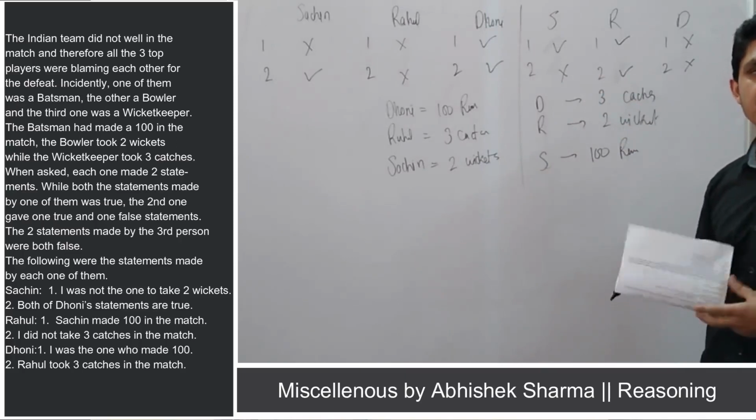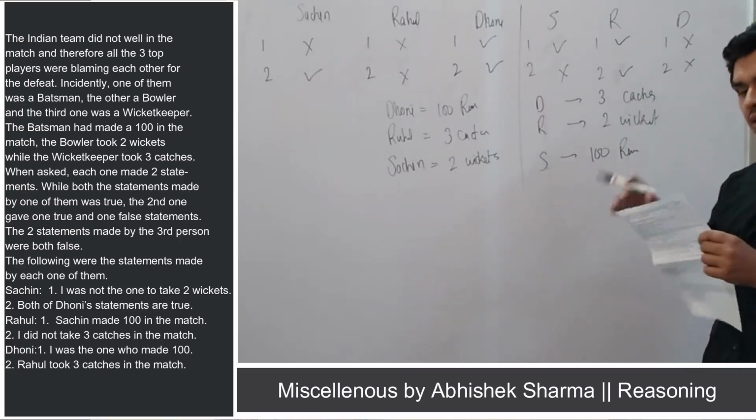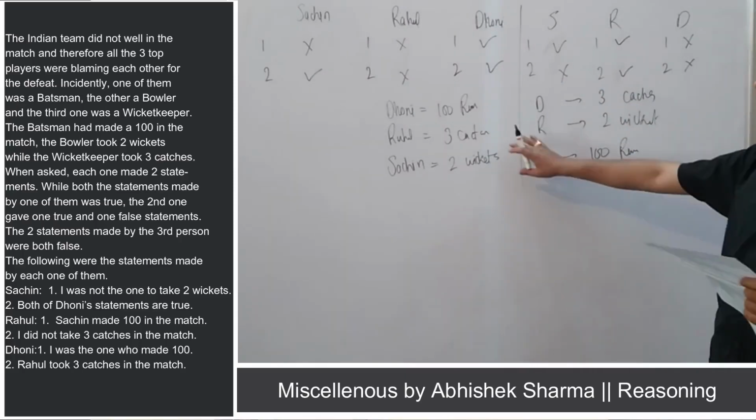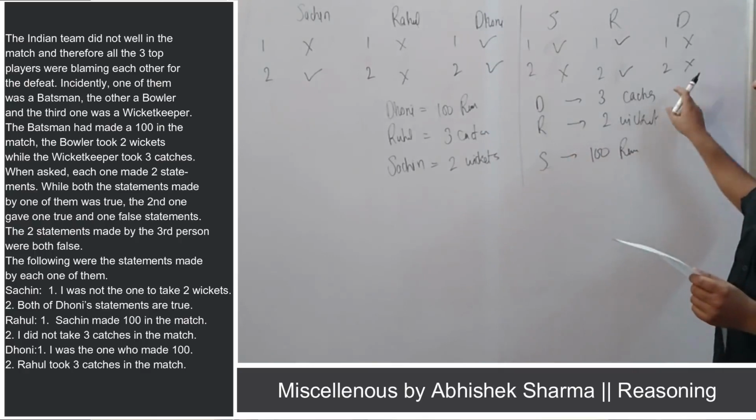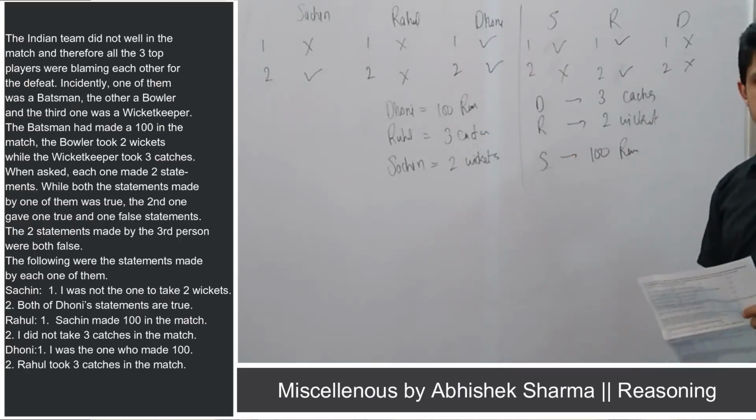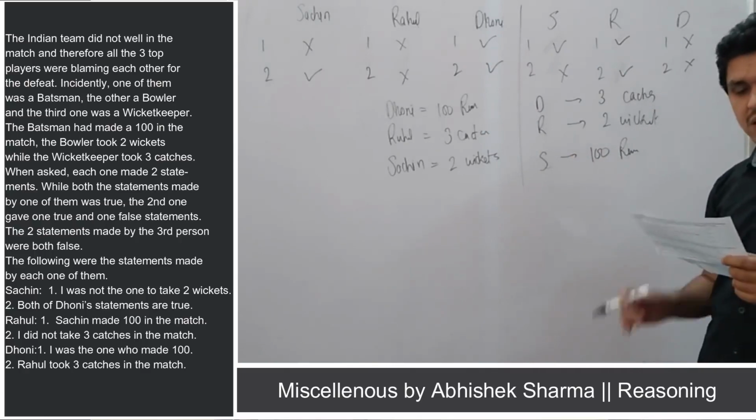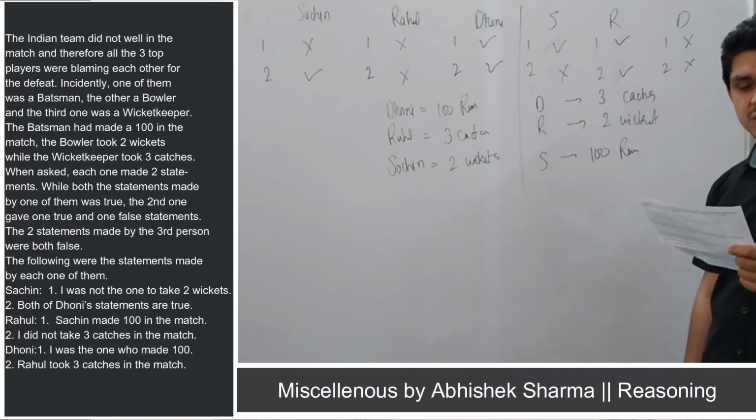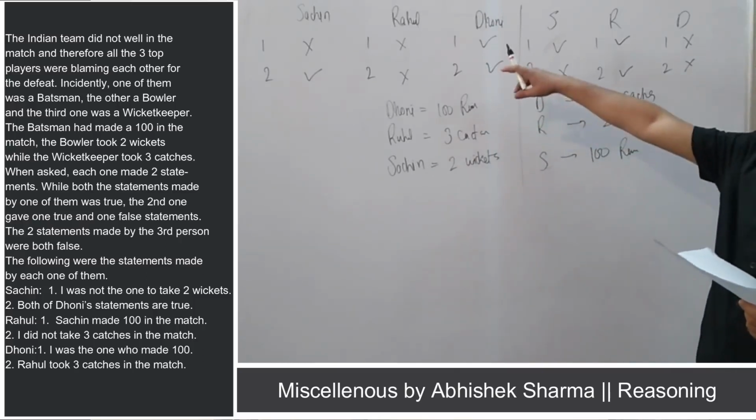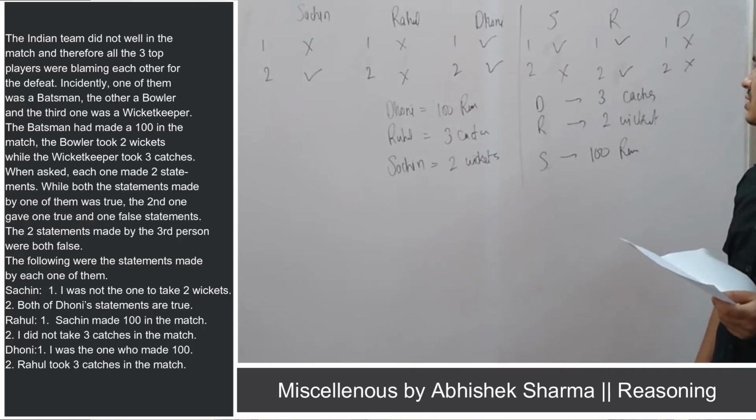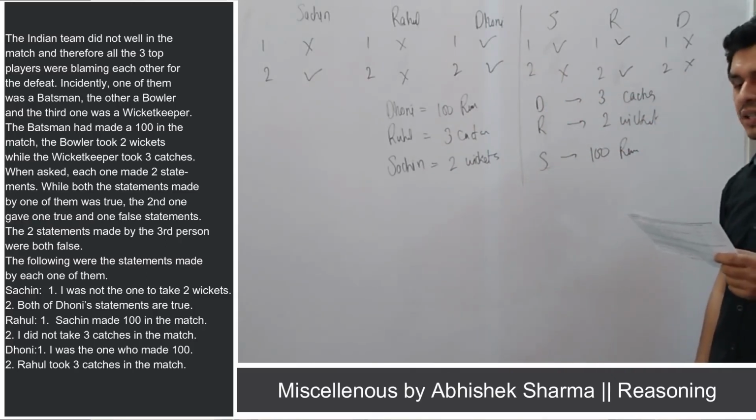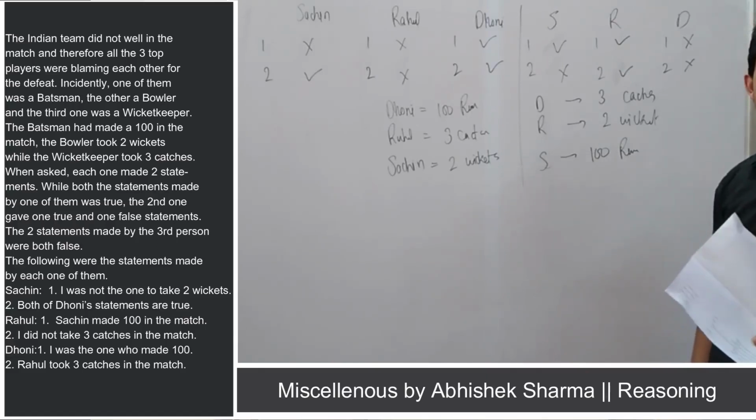And if we look at the available questions here, the question is, who took 3 catches in the match? So if we check here, Rahul took 3 catches, and if we check, Dhoni is taking 3 catches. So the answer will be cannot be determined. Right? If we check the second question, which player gave both false statements? Rahul's both statements are false, and if we check Dhoni, both statements are false. So the answer is either Rahul or Dhoni. So this statement is correct.